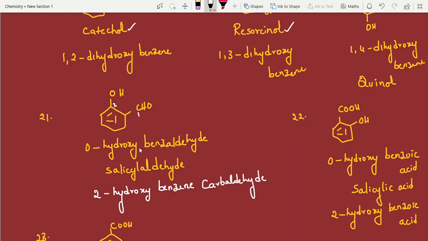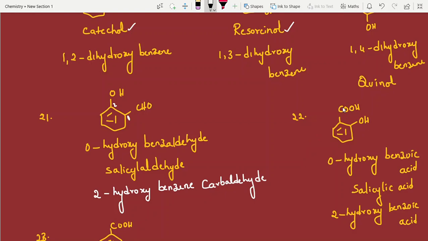We call it orthohydroxybenzaldehyde. Common name is salicylaldehyde. Okay. So this carbon we have to give first numbering, and next one is second carbon, third, 4, 5, 6 like that. So finally what is the name, students? Come back to this one, orthohydroxybenzaldehyde, salicylaldehyde.